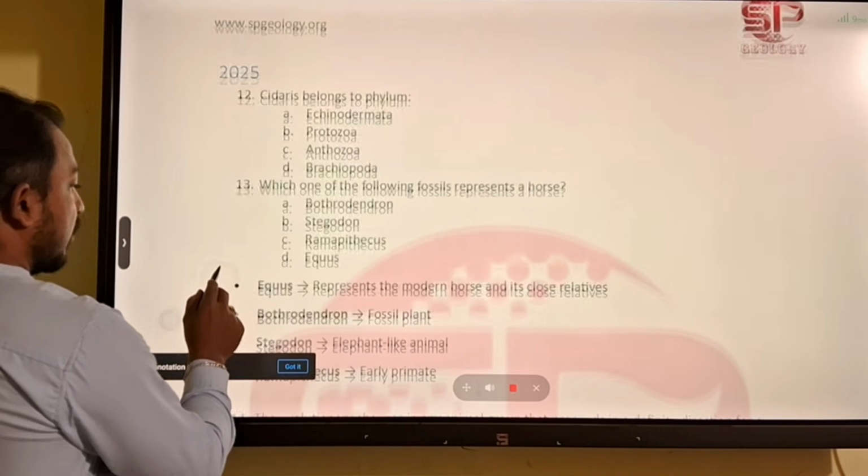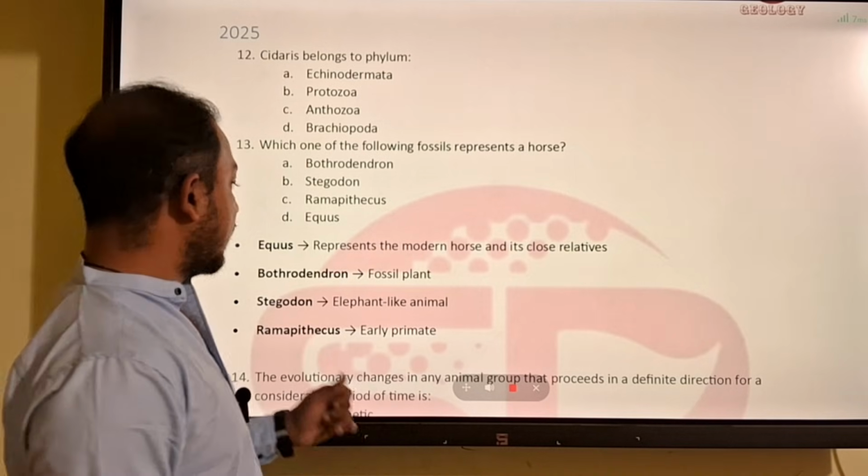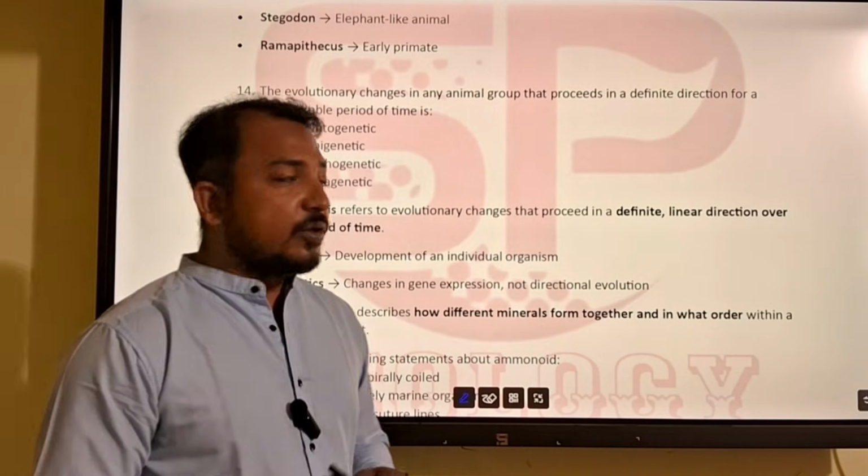Then Bothrodendron, it is a fossil plant. Then Stegodon, it is an elephant-like animal. Then Ramapithecus, it is an early primate. So come to the next question.